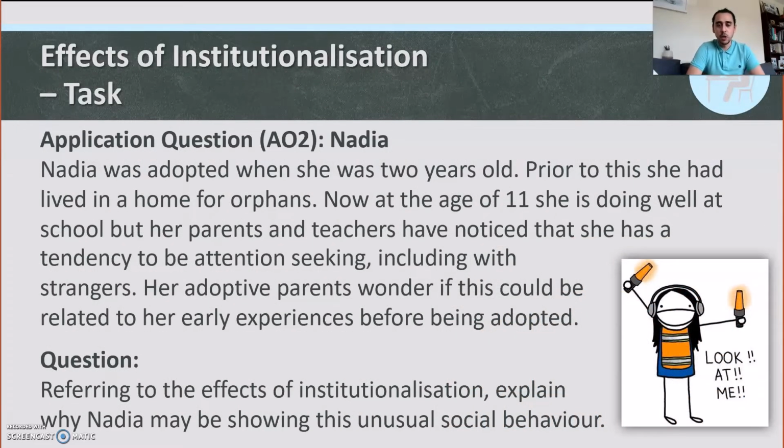Right. Application question. Let's apply our knowledge to this scenario with Nadia. Nadia was adopted when she was 2 years old. Prior to this, she had lived in a home for orphans. Now at the age of 11, she is doing well at school, but her parents and teachers have noticed that she has a tendency to be attention-seeking, including with strangers. Her adoptive parents wonder if this could be related to her early experiences before being adopted. Question: referring to the effects of institutionalization, explain why Nadia may be showing this unusual social behavior.